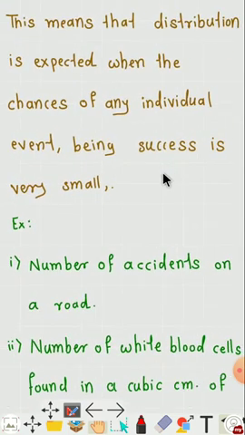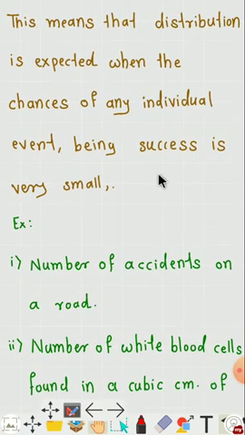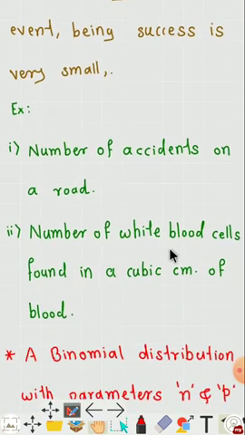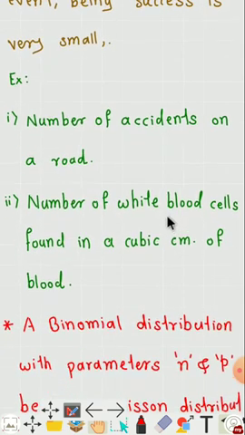So in the experiment, the occurrence of success, if we perform our experiments many times, and here the occurrence of success is very small. In this case the Poisson distribution occurs. Poisson distribution arises. Okay, so some examples are given here.